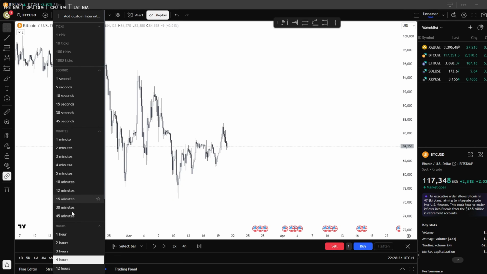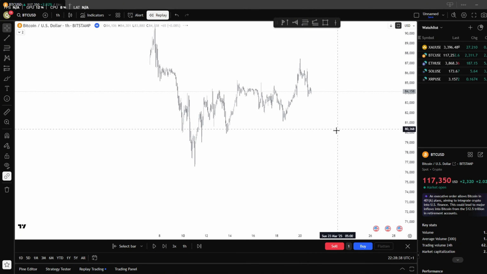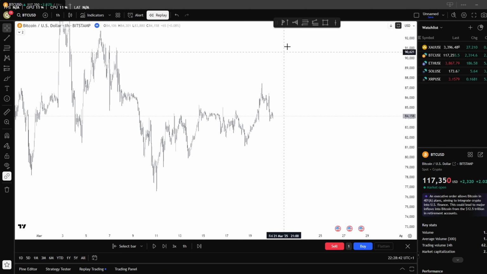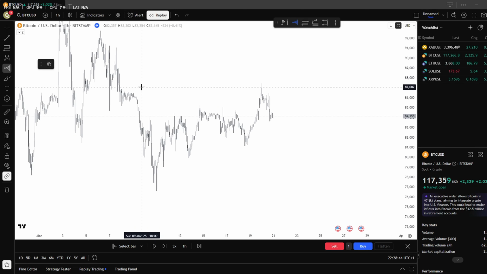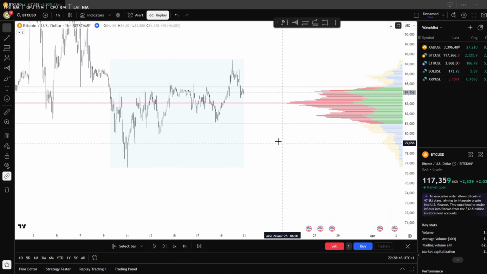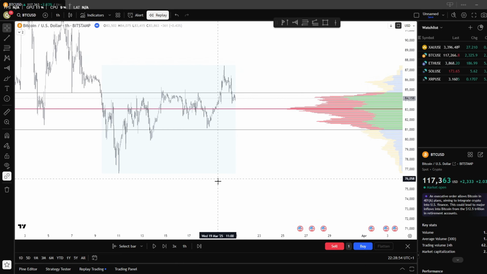I'm going to go down to the 1 hour just to prolong this time period. What you want to do is find periods of consolidation. In this instance, we've got just here, so that's our consolidation period. The idea is you want to long below the value area low and short above the value area high. We'll just play this forwards a bit and see what the market does.